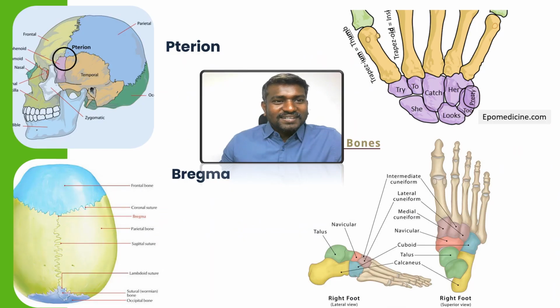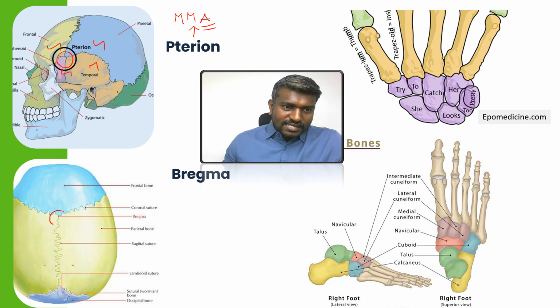Look at the marked area here. This is called the pterion. It is located between the parietal bone, frontal bone, sphenoid bone and the temporal bone. Remember, there is a very important artery which passes through it. It is called the middle meningeal artery.